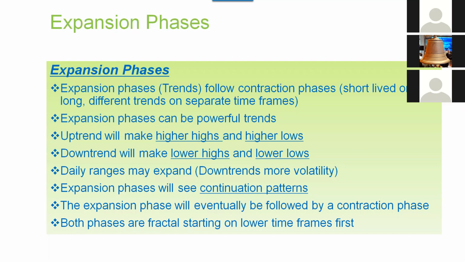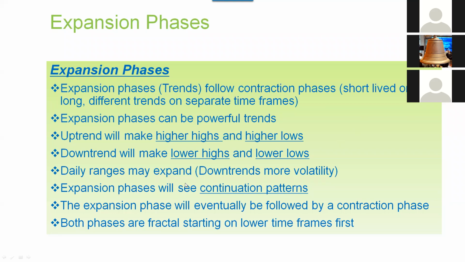The uptrend we're going to define as the price making higher highs and higher lows. Downtrends, lower highs, lower lows. And in the downtrends, you're usually going to see more volatility where your ranges are larger. Remember back at the end of February and March of 2020, we were seeing 80 point, 100 point, 150 point range days in the S&P 500, and 700, 800, 900 point days in the Dow Jones.